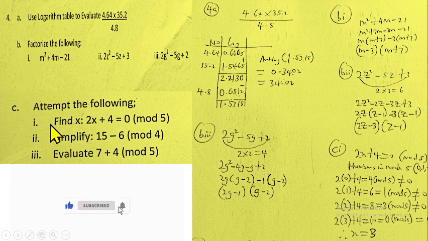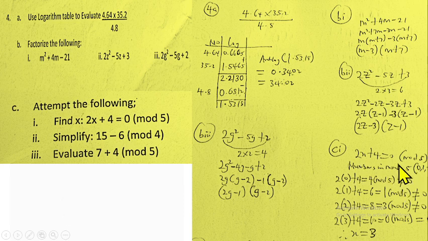Then question number 4c. These are on modular arithmetic. The first one, you have to solve this equation 2x plus 4 equals 0 in mod 5. This can be done in different ways, but there's a way you can do it, and that is to list all the numbers in mod 5. Then you start putting them into this left hand side. Anyone that gives you 0, then that will be the value of x.